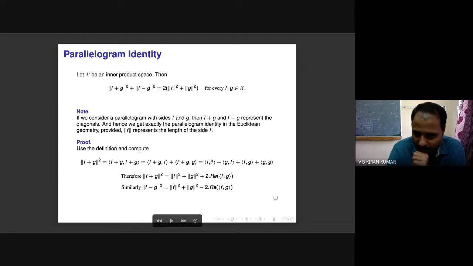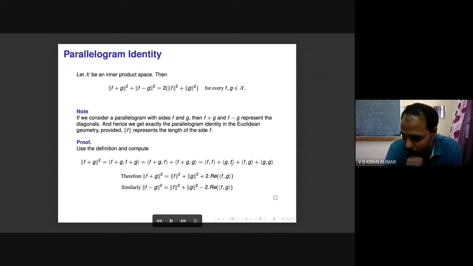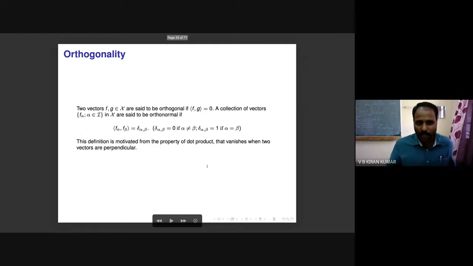That means this is norm f square, this is norm g square, and this is gf plus fg. That is actually of the form z plus z bar, that means 2 into the real part of fg. So by computation you will get this: norm f plus g square equal to this, norm f minus g square equal to this. Now you sum them, and this gets cancelled, leaving 2 into norm f square plus norm g square. So that's a simple proof. This is the parallelogram identity.